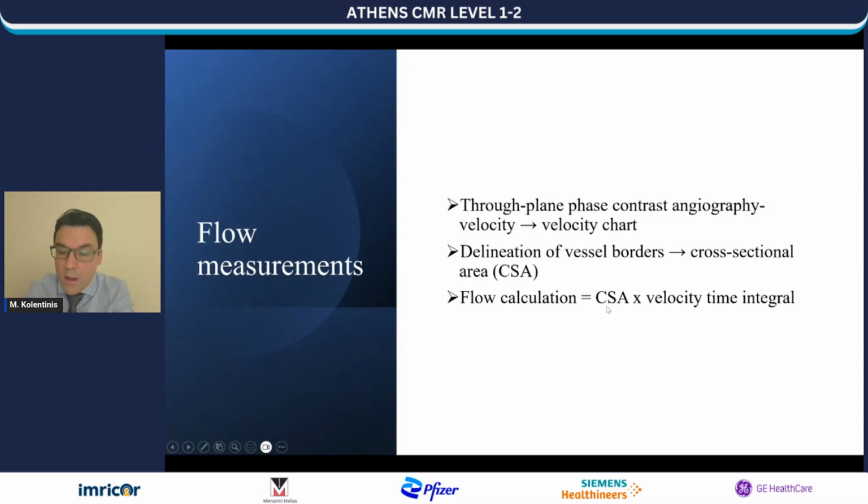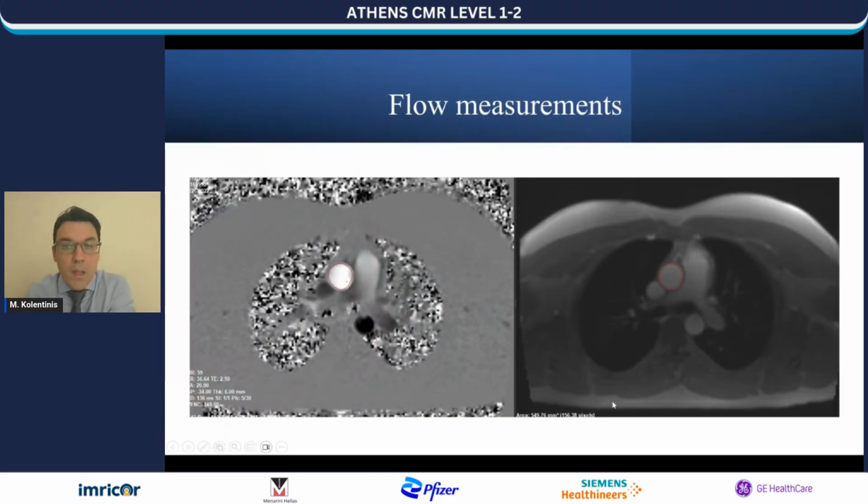This is familiar to all of us. We use it all the time in echo. It's the product of cross-sectional area times the velocity time integral. These are the two images, the magnitude image and the phase image. You can see the surrounding aorta; this is a true axial stack.